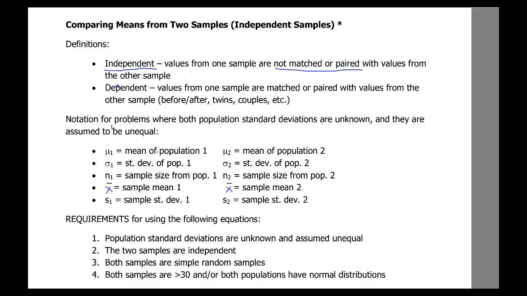A key indicator if you're trying to decide if you have independent or dependent variables: if the two sample sizes are not the same, it has to be independent. But keep in mind that n1 can equal n2. The two sample sizes can be the same even though they're not paired.